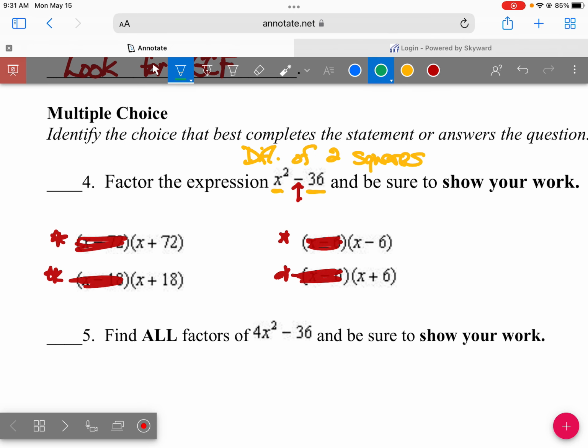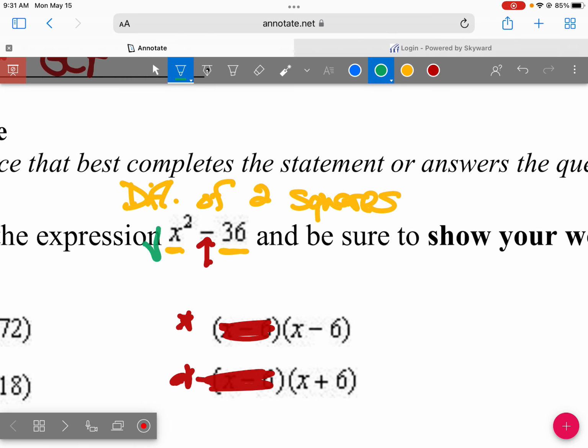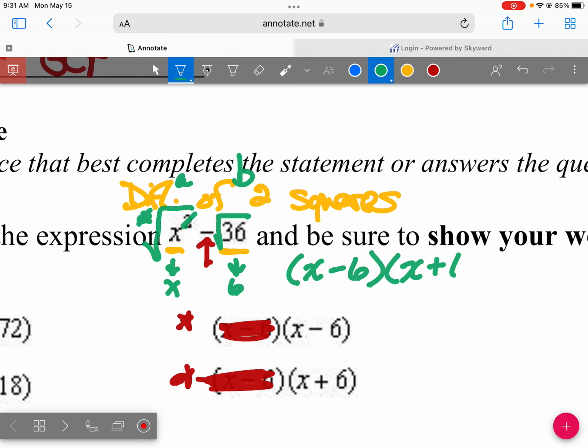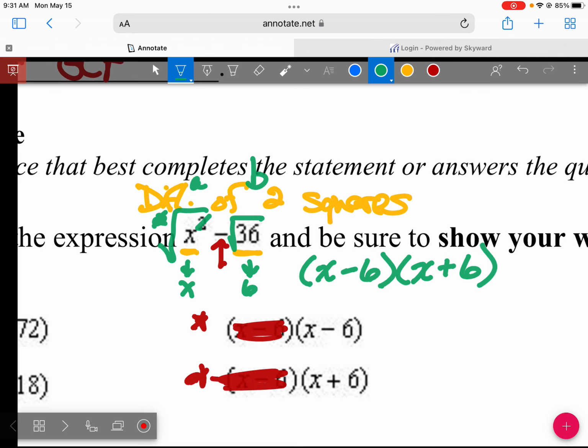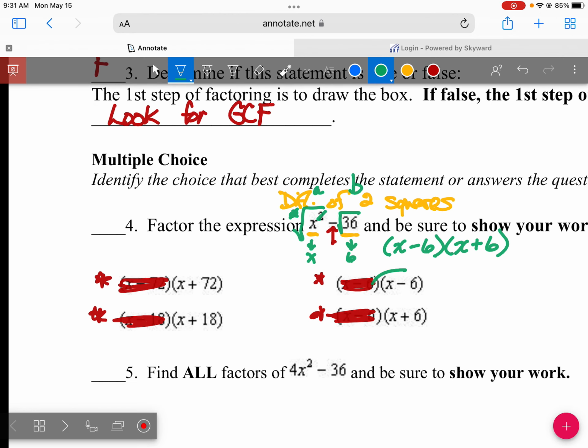So if I take the square root of this, these are going to cancel out, and so the square root of x squared is going to be x. And if I take the square root of 36, that is going to be 6. This was my a value, this was my b value. So I'm going to say x minus 6 times x plus 6. That's my final answer. So the 2 things I would circle would be these 2 factors.